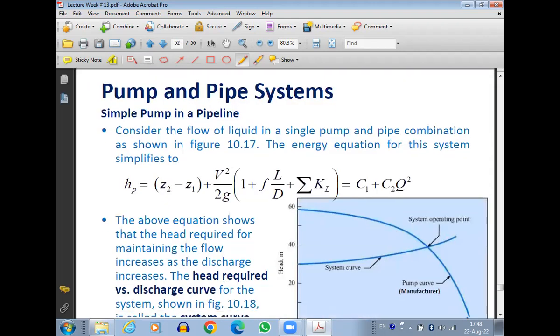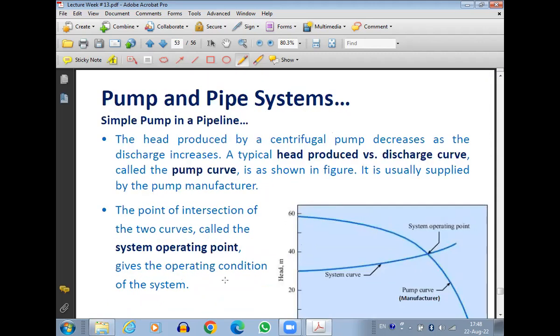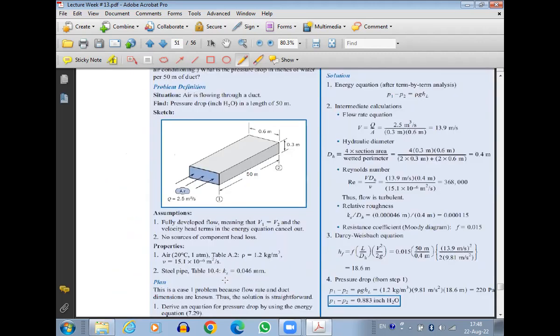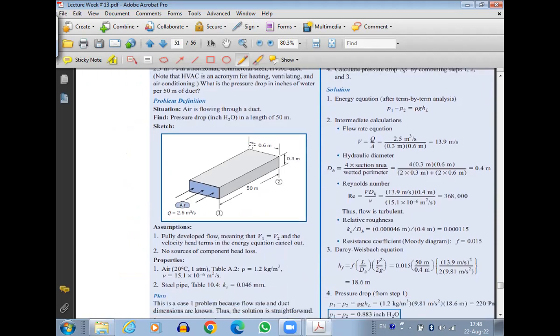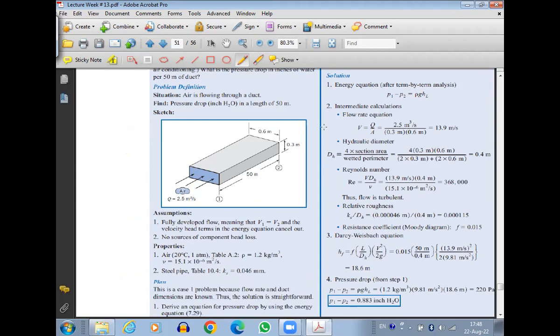So this is now a problem. Sorry. This is now a problem for the case of a rectangular duct. Again, a similar problem, but the only difference is that here you have to first find out the hydraulic diameter. Once you determine the hydraulic diameter based upon the length and the width, okay, then you are going to proceed with the problem the same way as a circular duct.